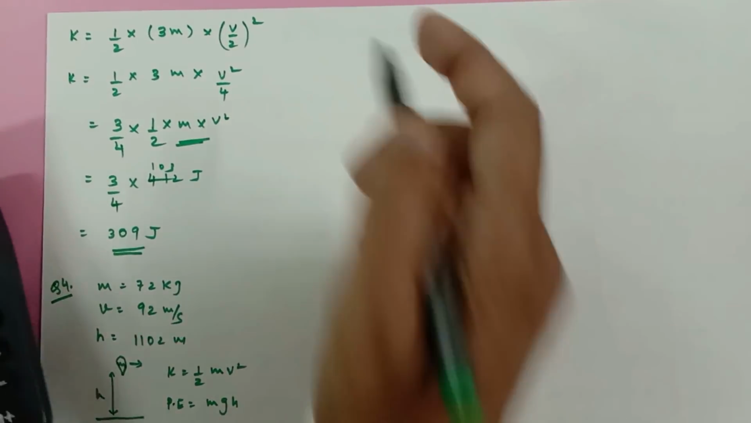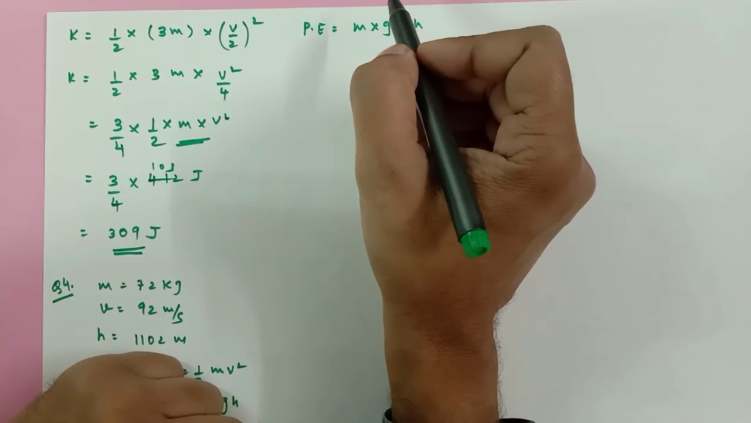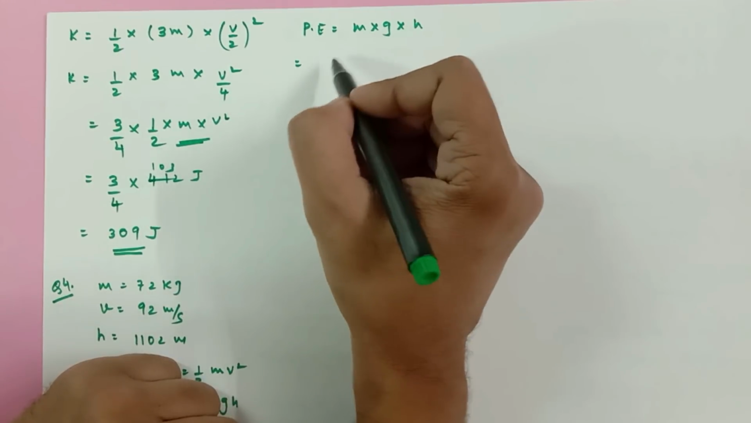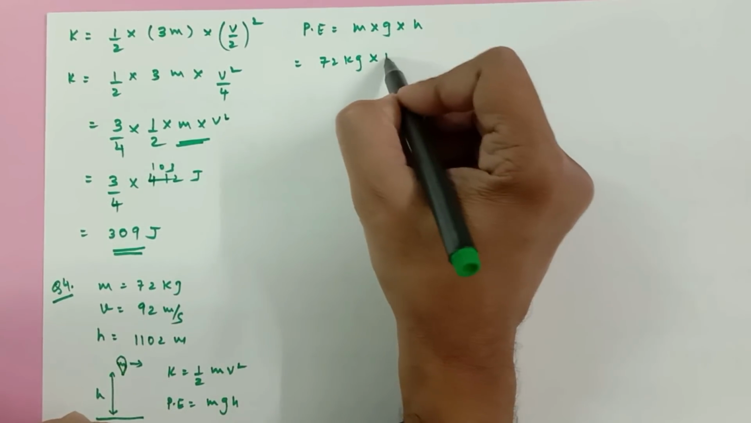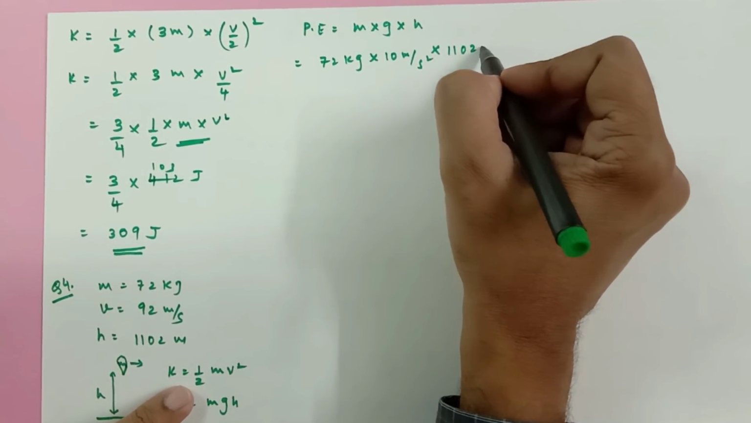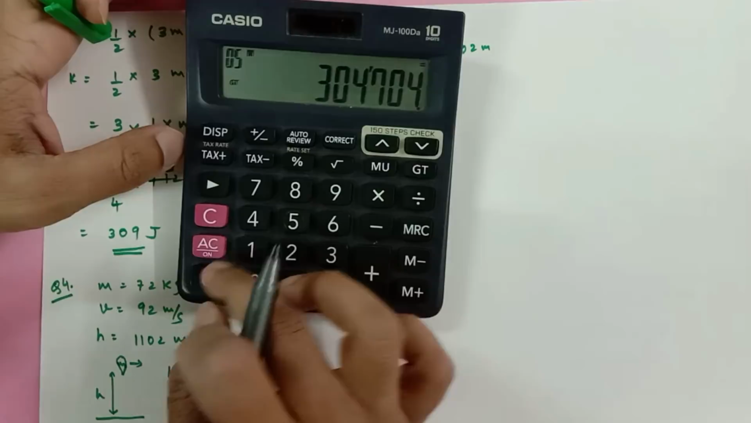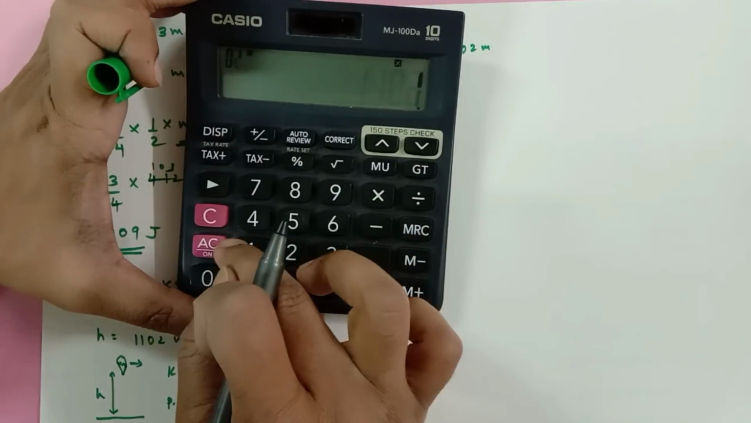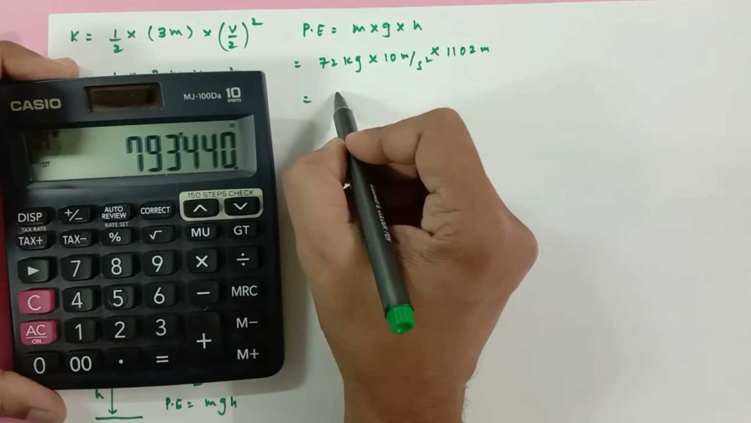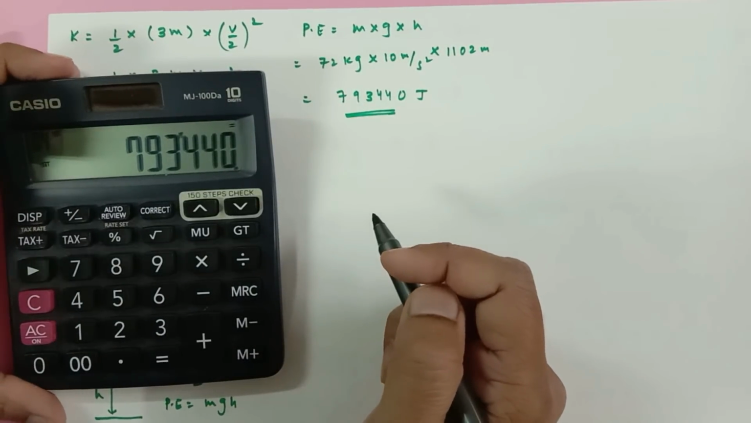Now let me find the potential energy, people. So potential energy PE is equal to mgh, and if the value of g is not given, we can always take g as 10 meter per second square. So now potential energy is equal to mass, that is 72 kilogram, times 10 meter per second square, times height 1102 meter, and again everything is in SI units, so I will get my answer in joule. So this is 1102 multiplied by 10 multiplied by 72. My answer is going to be 793440 joule. This is the answer for potential energy.